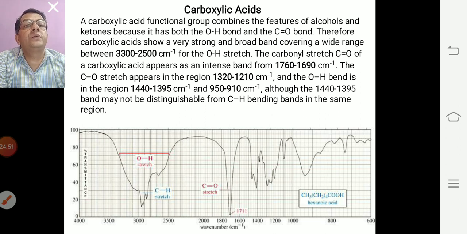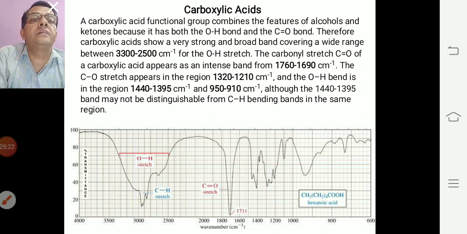The CO stretch appears in the region 1320 to 1210 per centimeter, and the OH band is in the region 1440 to 1395 per centimeter and 950 to 910 per centimeter, although the 1440 to 1395 band may not be distinguishable from the CH band in the same region. Here is the spectrum of carboxylic acid, and the main stretching vibrations are shown here.